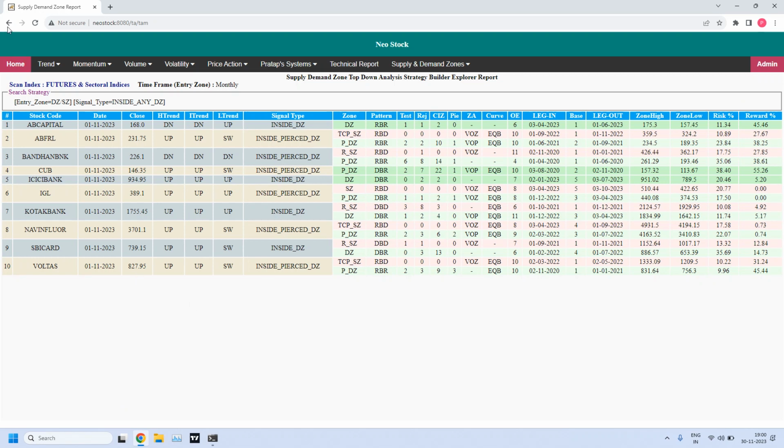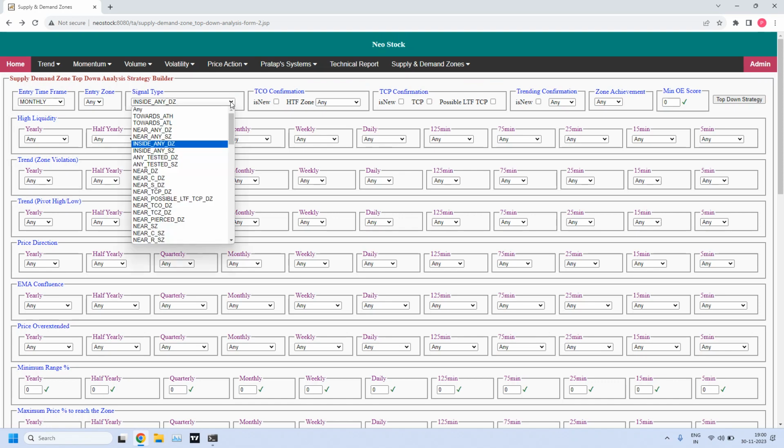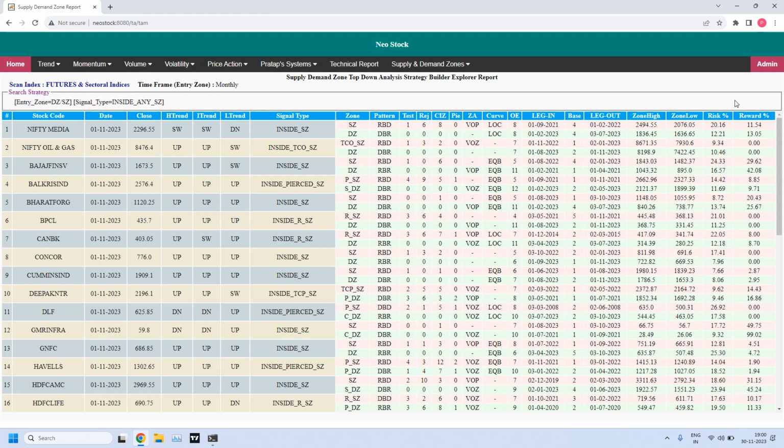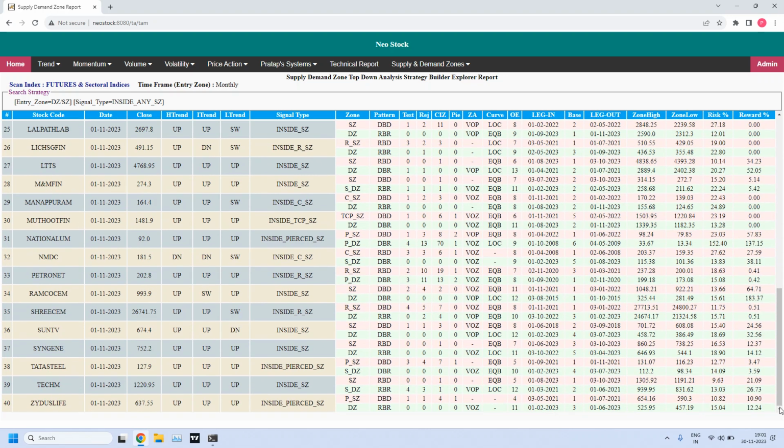So let's go back. Entry time frame is monthly. Let us find the stocks where price closed inside monthly supply zone. This is the filtered list. Let me scroll down. Let me scroll down again. So total 40 stocks are filtered where price closed inside monthly supply zone.